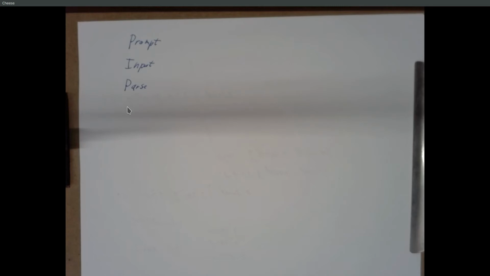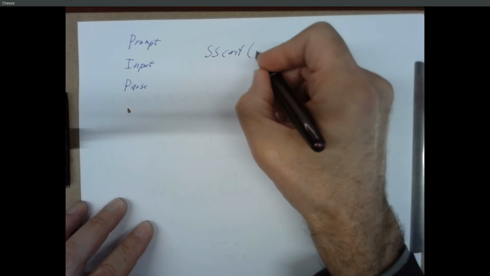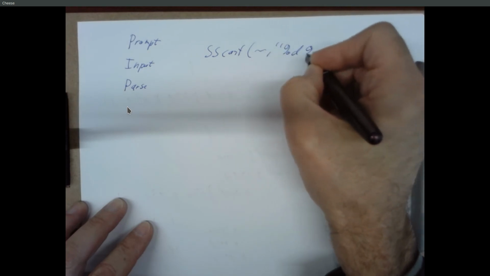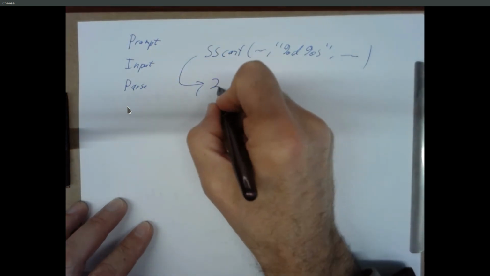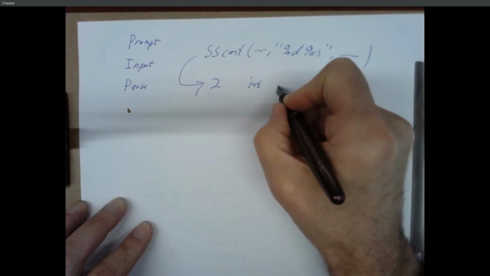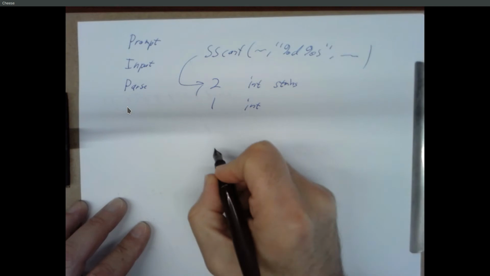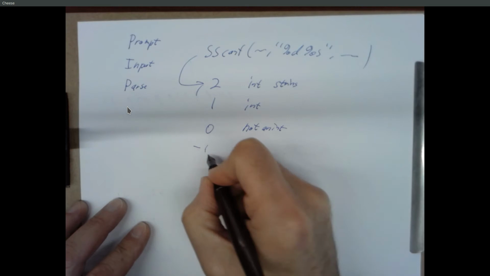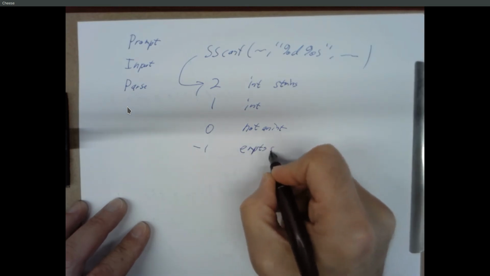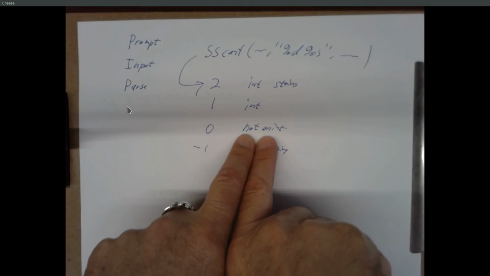Okay, so if it returns 2, then it found an int and a string. If it returns 1, it found exactly an int. If it returns 0, it did not begin with an int. If it returns -1, it was an empty string. Wouldn't it return with an empty string? What if it found a string and no int? If it found a string without an int, it returns a 0.